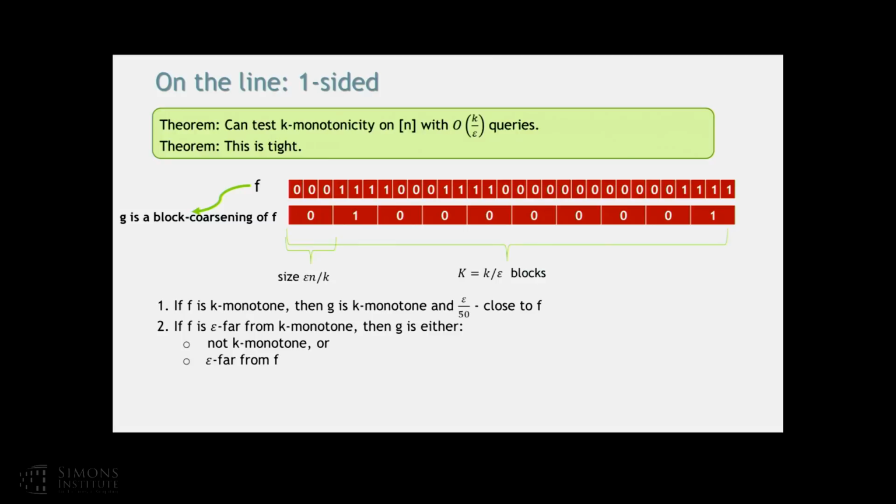So what happens in this world? It's easy to check if G is not k-monotone, because this function is just defined by k over epsilon bits. So you can just look at it. You can do whatever you want with it. You have as much time as you want. You can do whatever you like with this.